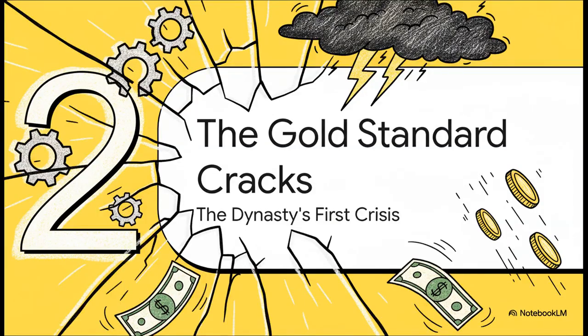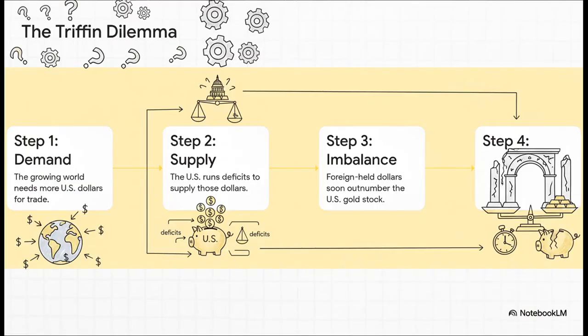But here's the twist in the story. The very success of this system actually contained the seeds of its own destruction. The dynasty was about to face its first really big crisis. It's known as the Triffin Dilemma, and it's this fascinating built-in paradox. Let's walk through it. So, for global trade to grow, the world needed more and more dollars. Simple enough, right? Well, to supply them, the US had to spend more money abroad than it was earning. It had to run deficits.